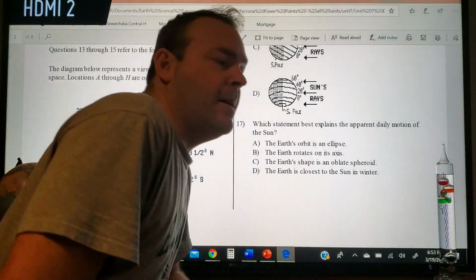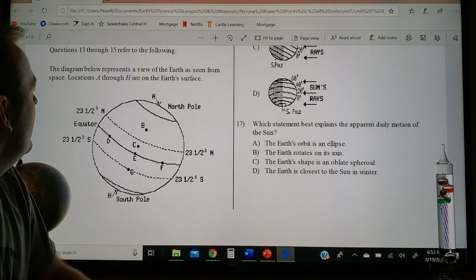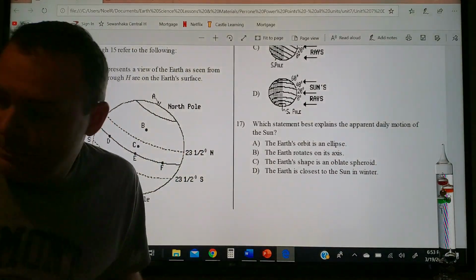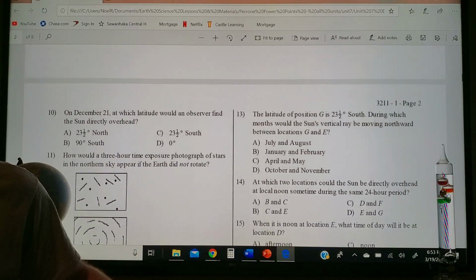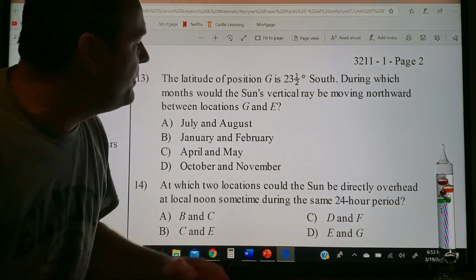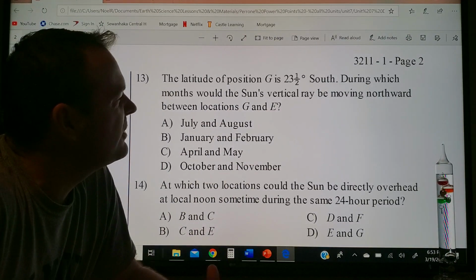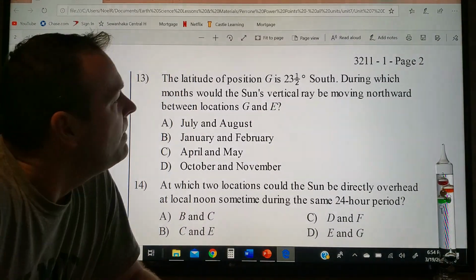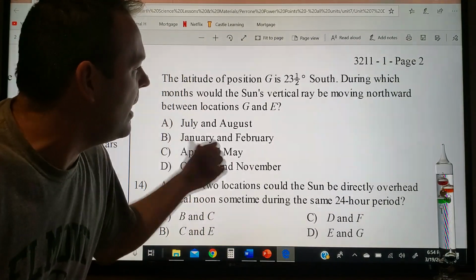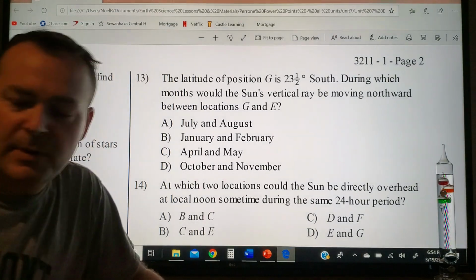Okay. Do now questions today, dealing mostly with this diagram here for questions 13 to 15, and then 16 is separate. So there it is, number 13. The latitude of position G is 23.5 south, during which months would the sun's vertical ray, that's the direct ray, be moving northward between locations G and E? So we got to go to the diagram. We're looking for points G and E. We're heading north. And what months would that be happening?